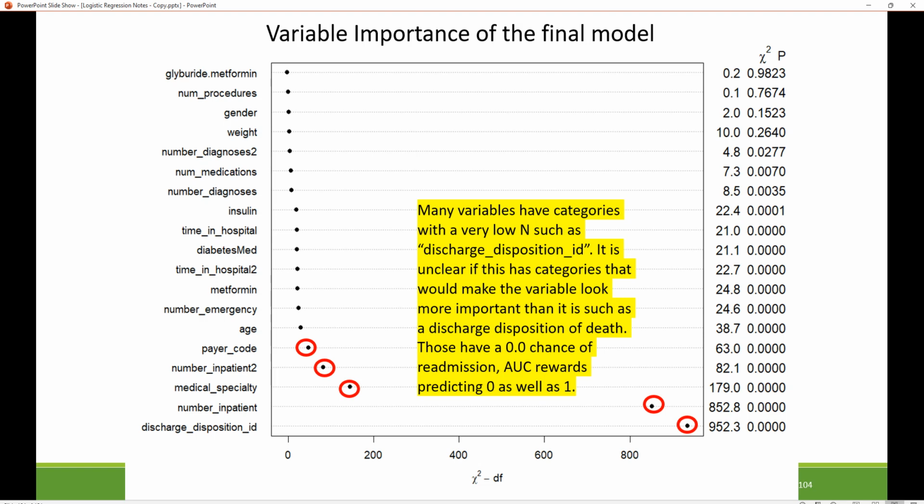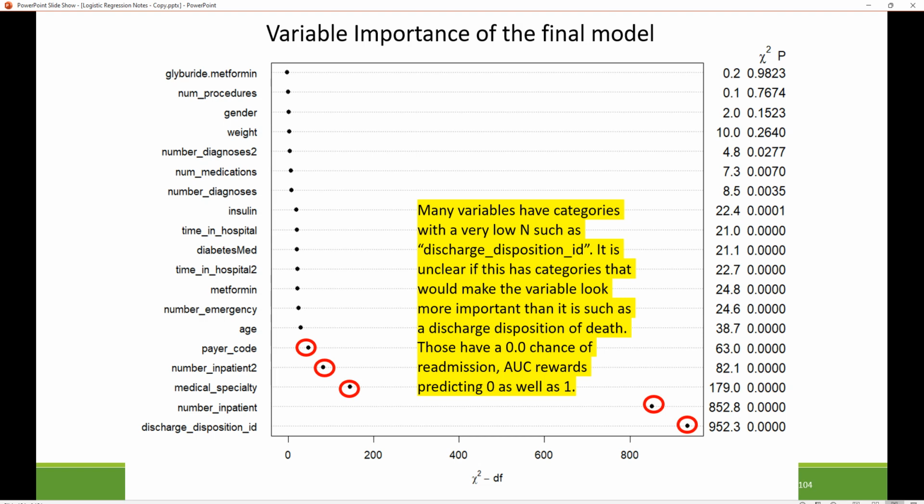So it's important to note that the no readmission is part of our calculation, as well as predicting a readmission. On the most important predictor, it's discharge disposition, followed by number of inpatient stays, medical specialty, number of inpatients squared. We did see some signs of nonlinearity between the number of inpatient stays and the 30-day readmission.